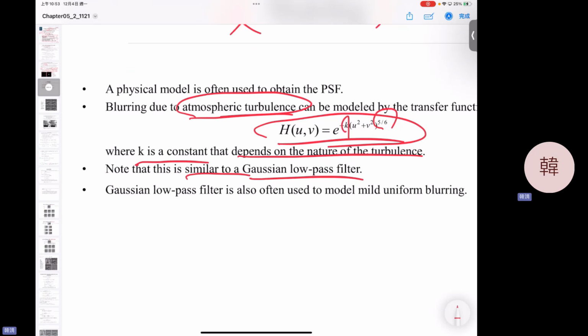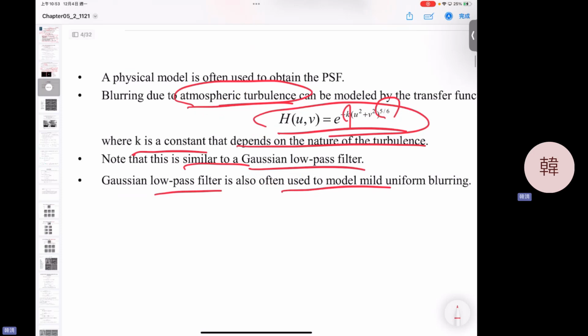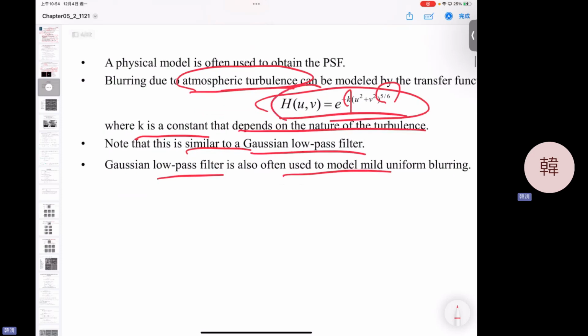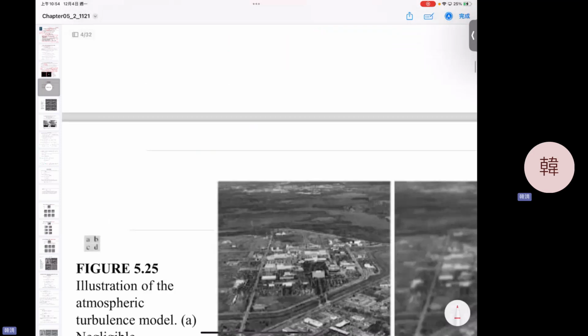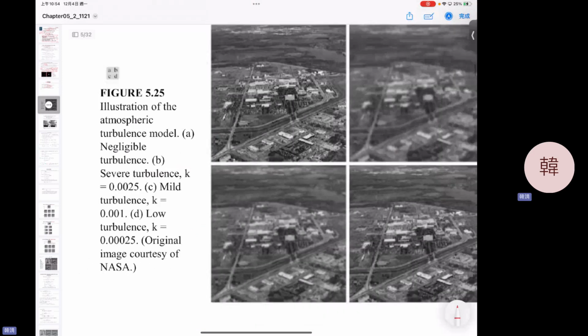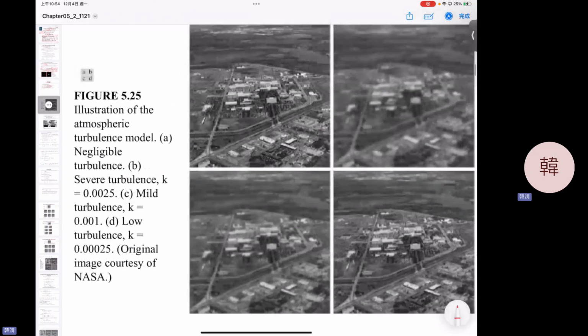So you get this satellite image. There's some degradation already. So it's a Gaussian low-pass filter, used to model this mild, uniform blurring technique. So you want to know what is H(u,v) there. We just tell you, if you have the model, previous experience model, you can do that. So this is an example for this atmospheric turbulence, the environmental illustration of this one.